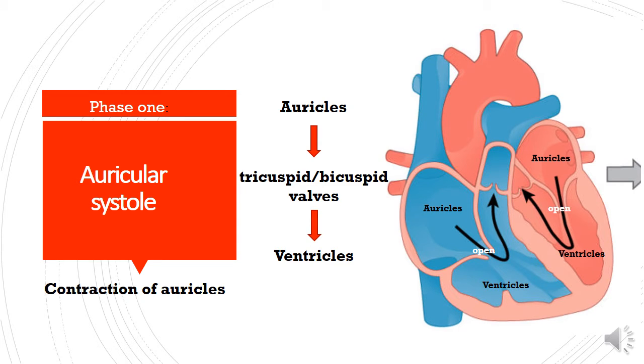Now, during this phase, the sigmoid valves are actually closed. So when the tricuspid and bicuspid valves are open, usually the sigmoid valves are closed. This is known as auricular systole. The duration of this phase is 0.1 seconds.